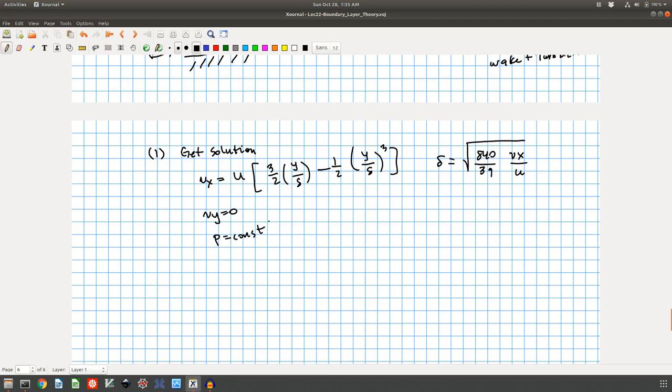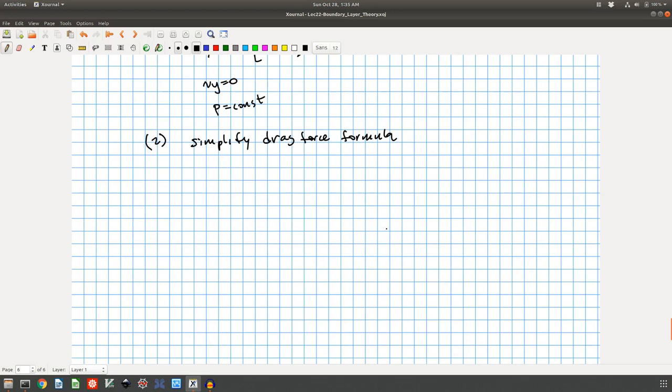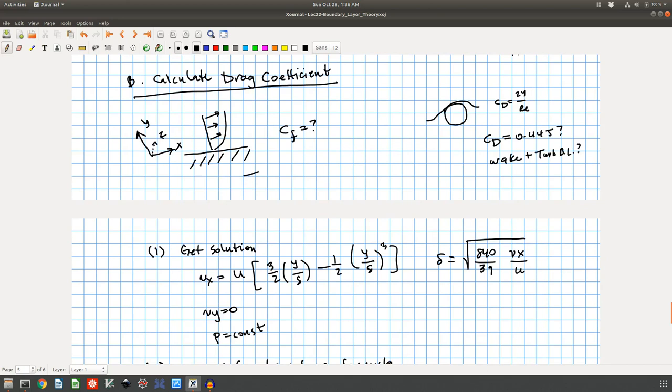Okay, so now step two, calculating drag, we need to simplify the drag force formula. That's going to take a little bit of work. So let's write our drag force formula. The drag is equal to minus the integral over the area of n dot ex p dA, plus the integral over the area of n dot tau dot ex dA. And ex, that's because of my coordinate system here. This is my ex direction, because I wrote x, y, z. Oh, that's backwards. I think z should be coming out here.